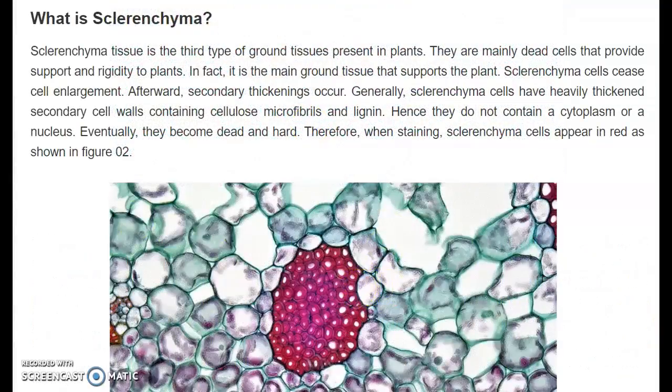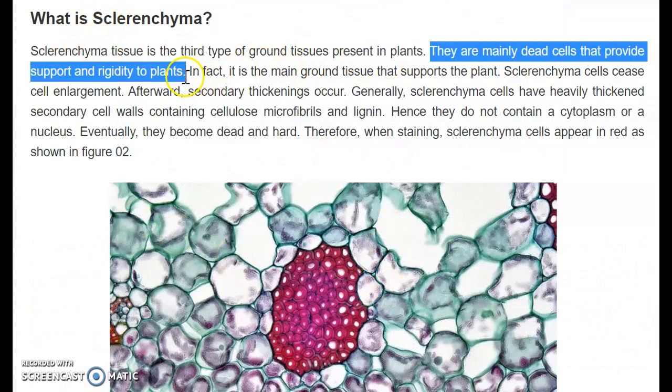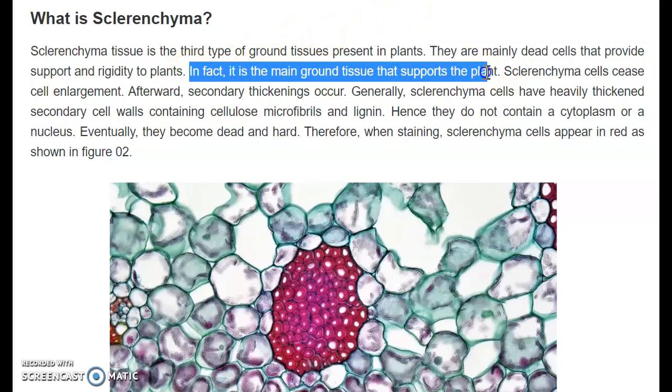Okay, so collenchyma gave support by having those thickened cell walls, but what about sclerenchyma? Sclerenchyma is mainly dead cells, and it supports the plant and gives rigidity to the plant so it's not blown over.